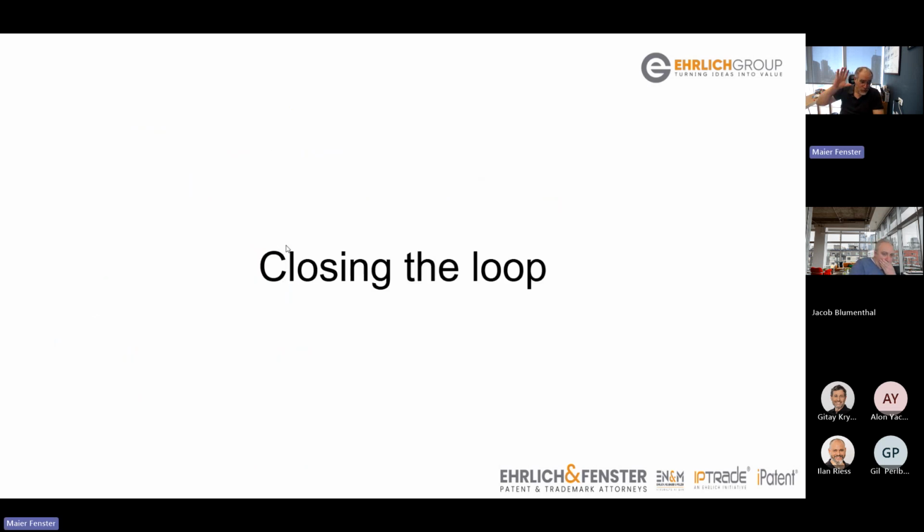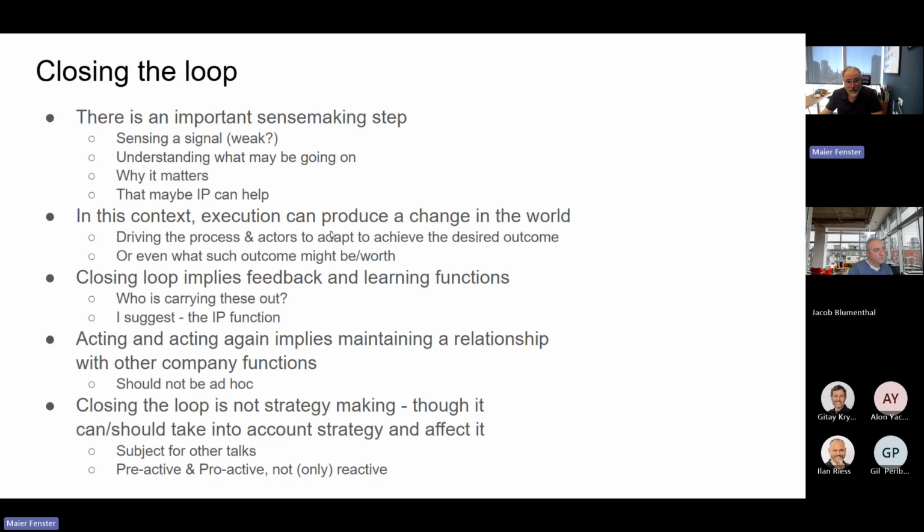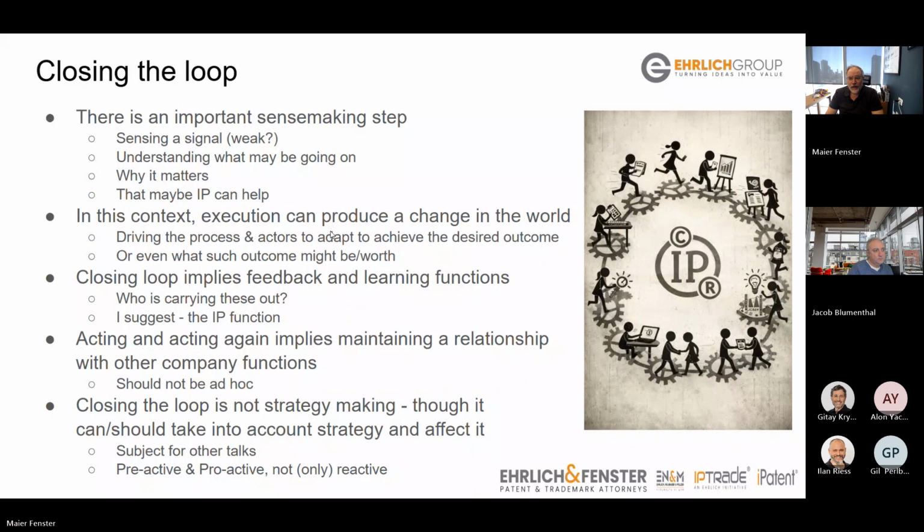Okay, so I gave you planning and I gave you execution. And when we're done with execution, we're going to go back to planning. So we have a complete loop. Now, in between, there's a sense-making step. Okay, so we're sensing something in the world, we understand what's going on, and then we decide that IP is the answer, and we go into planning.